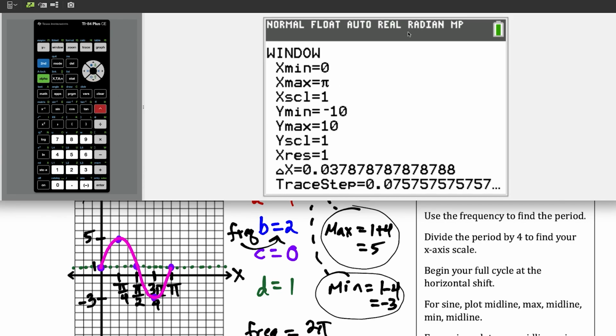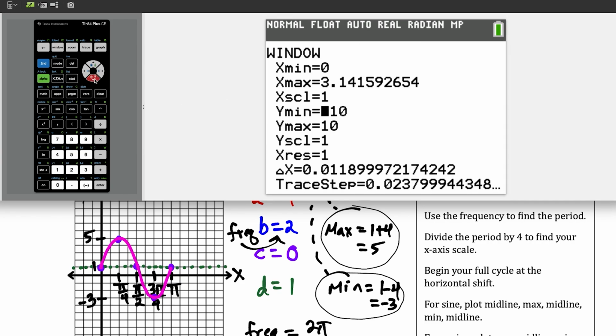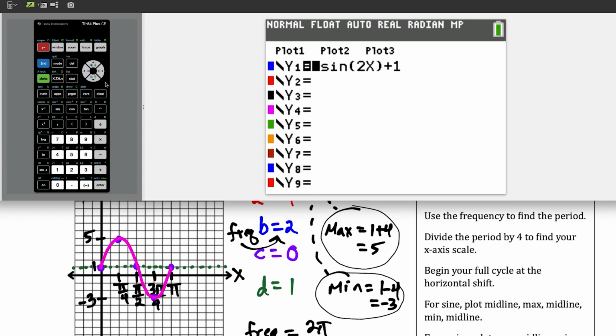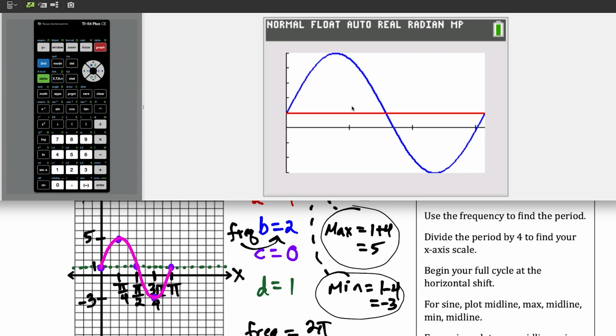And for this part, just make sure that you're in radian mode to get a nice graph. And then next I'll make my y minimum -3 and my y maximum 5. We press graph and notice we get one full cycle. Now I could also add in the line y equals 1, and that's going to throw in the midline.